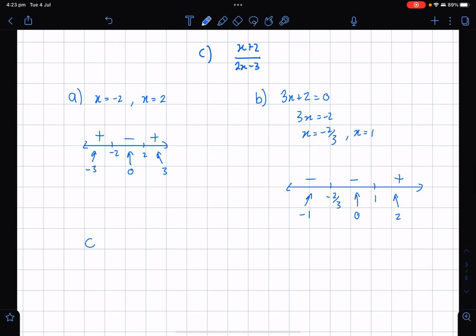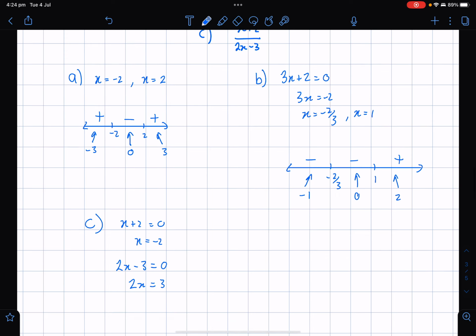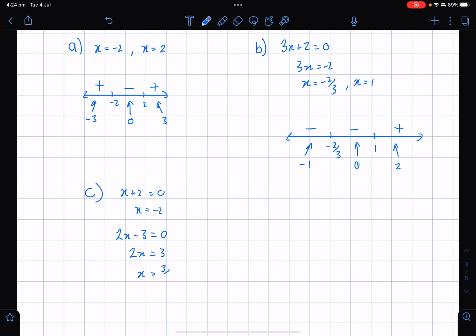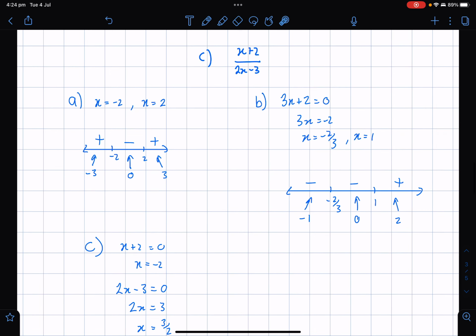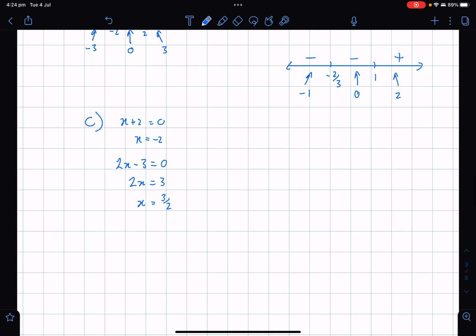All right, and finally, C. I've got a fraction, so I know I'm going to get a zero and an asymptote. So x + 2 = 0 gives me my x-intercept, so that's x = -2. And 2x - 3 = 0, 2x = 3, divide by 2, x = 3/2. That's going to be my asymptote because it came from my denominator. So when I put these on a sign diagram, x = -2 came from the top, so it's a solid line, but 3/2 was an asymptote, so we need the dotted line.